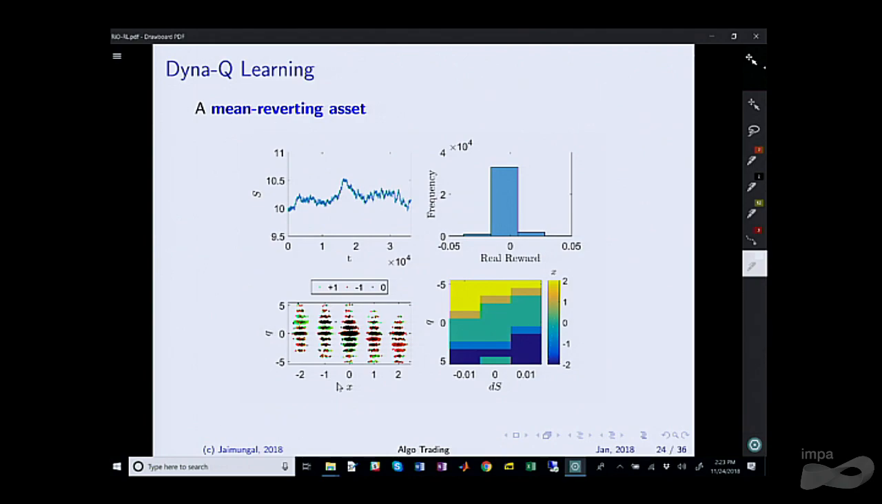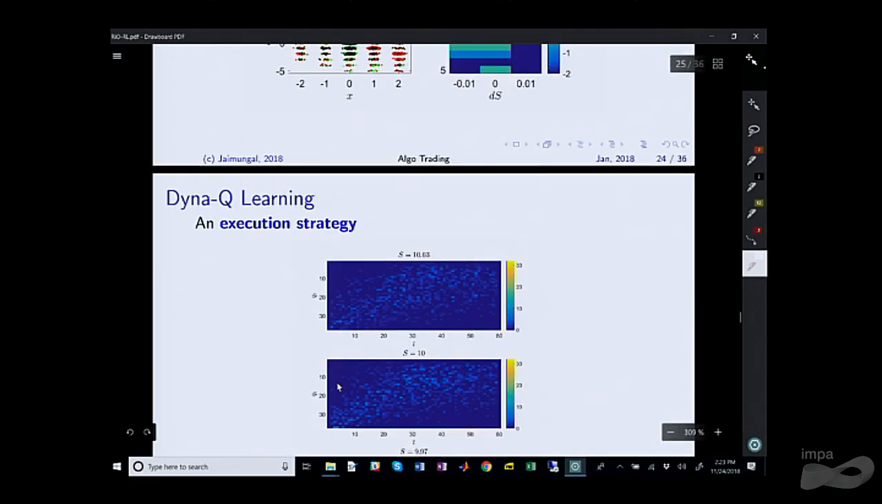In fact, let me skip going through the example and go to the deep Q stuff, because it's interesting there and there are examples there. Okay? So I'll skip through these.